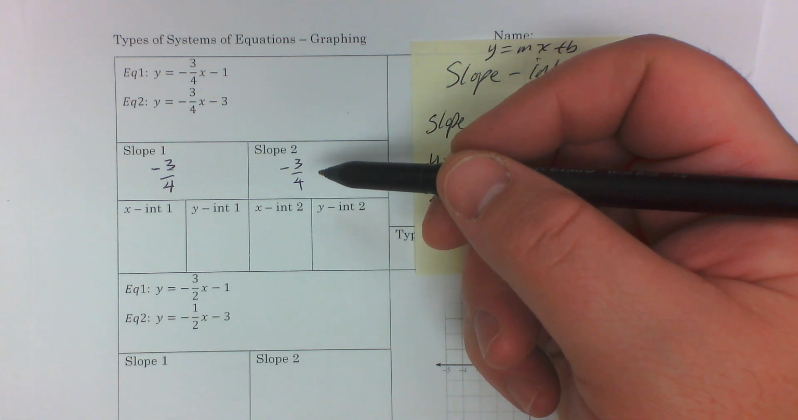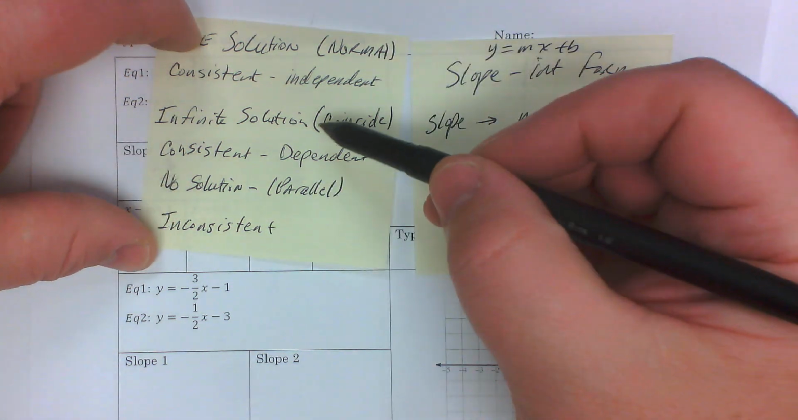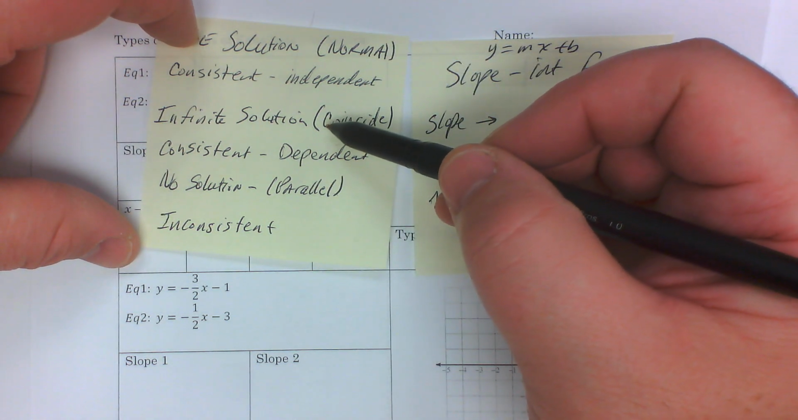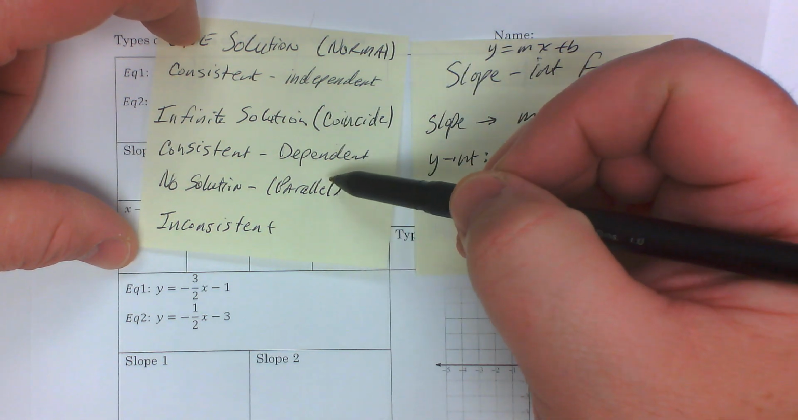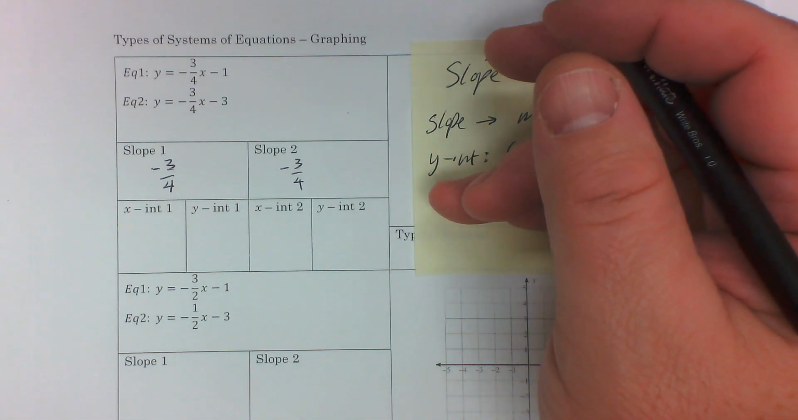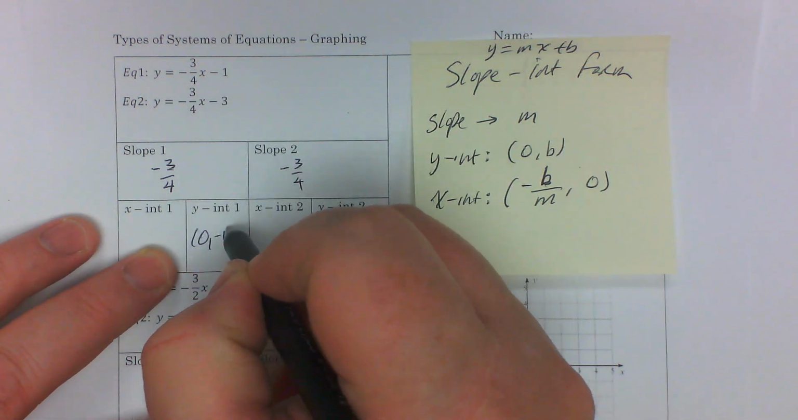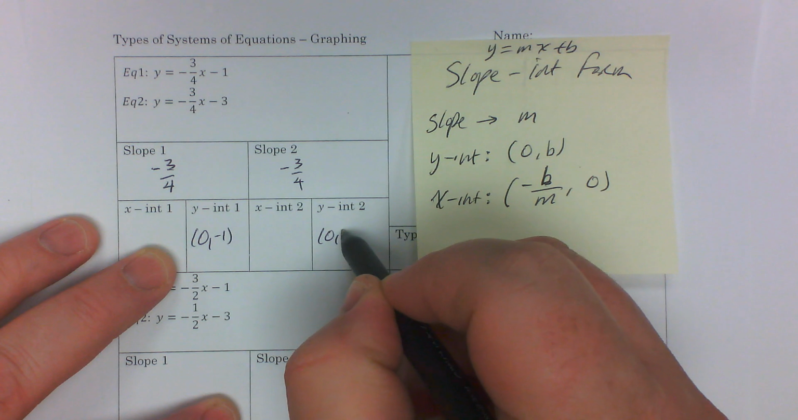If the lines are parallel, that means we're going to have one of two situations right here. We're either going to have infinitely many solutions, which means the two lines coincide, or we're going to have no solution. It's going to be inconsistent. So let's find out which one it is. Now, let's do our y-intercepts. Those are easy, right? It's just that b value at the end.